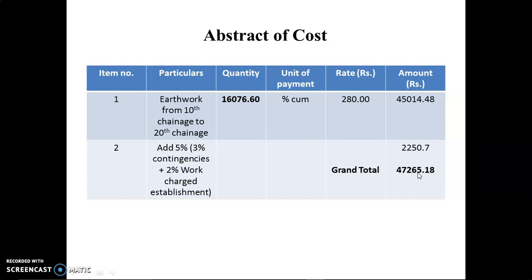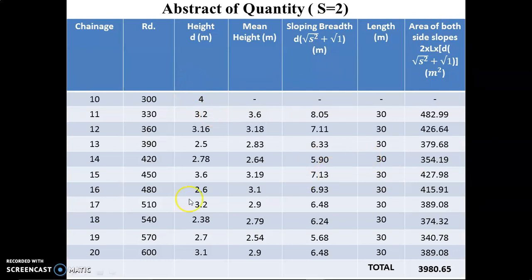Now we have to find the area of the side slope also, because one question given asks you to find the area of side slope and find the cost of turfing. For that we have to prepare another table. It is the same process, we have already found the height, but in this method we take the mean depth. In the previous method we took the mean area, but here we take the mean depth. That's why we add 4 plus 3.2 and divide by 2, and we get 3.6 as the mean depth.